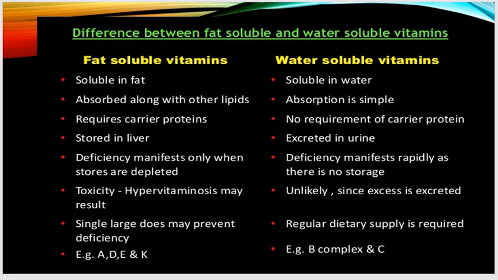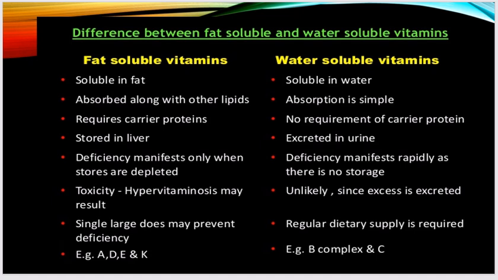Now we'll discuss the difference between the fat soluble and the water soluble vitamins. Starting with the fat soluble vitamins, these are soluble in fats, as the name indicates. These are absorbed along with the other lipids. They require a carrier protein for their transportation. They are stored in the liver. The deficiency manifests only when the stores are depleted. The toxicity effects are shown when hypervitaminosis may result. A single large dose of this vitamin may prevent the deficiency symptoms. It includes vitamin A, vitamin D, vitamin E, and vitamin K.